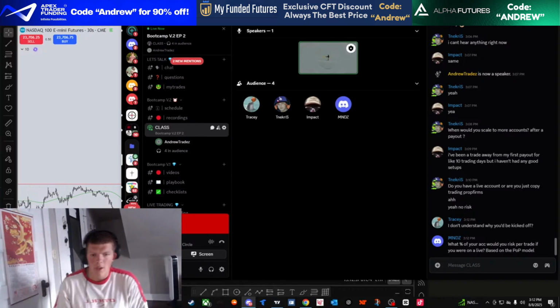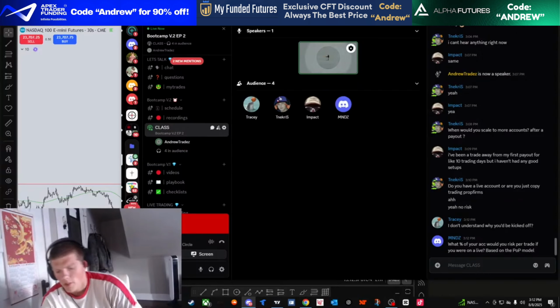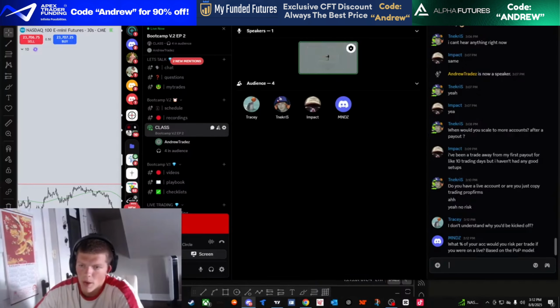What percent of your account would you risk per trade if you went live based on the model? Right now I risk 1% per account to make 1.5. That's probably what I would do as well. I would probably go for 1% to make 2%, most likely, if I was on a live account, or maybe even more. But I probably wouldn't risk any more than 1%.